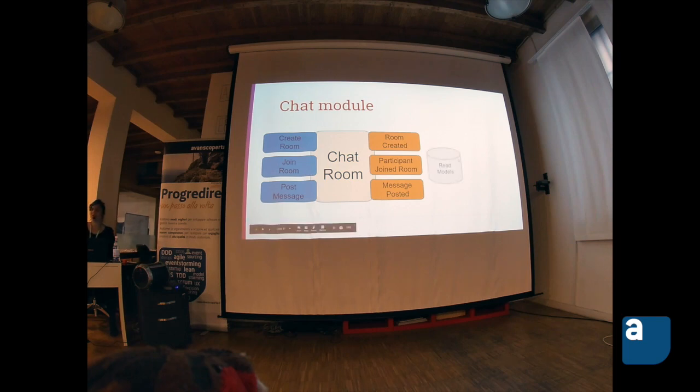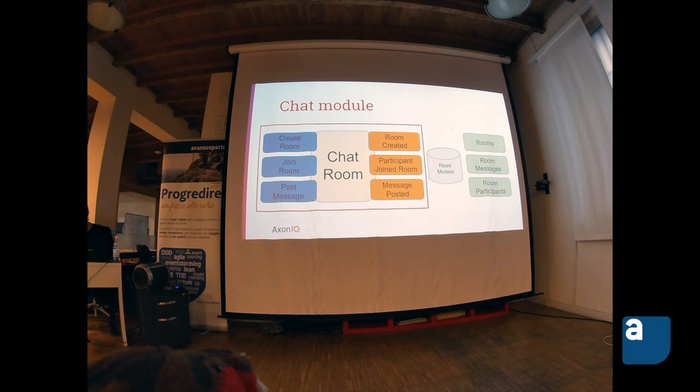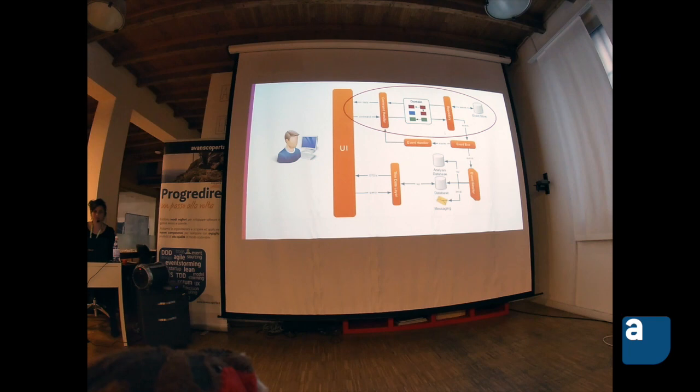Besides that, we have some read models, some projections that are useful for our application. In particular, we want to read all the rooms, to be able to show all the rooms to the client. We want to read all the room messages, and we want to see the room participants. So let's start to focus on this first part: the command model, the chat room aggregate, and the commands and events that it manages.